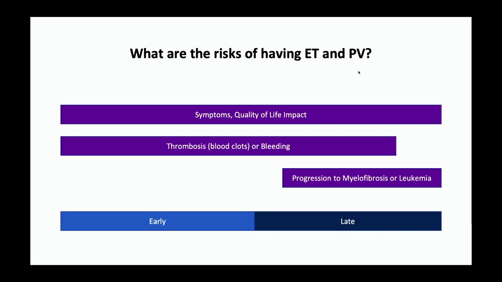Someone might have great counts and low risk for a blood clot, but they're so debilitated from their symptoms that they can't function, they can't go to work. Whereas someone else might have no symptoms but, let's say, has a history of a heart attack and is very, very concerned about another one. So there are a lot of different risks. Some are early, some are late. Progression to myelofibrosis or leukemia, which are more aggressive types of blood cancers, obviously happens later in the course of the disease, though it can happen earlier depending on when the diagnosis was made.